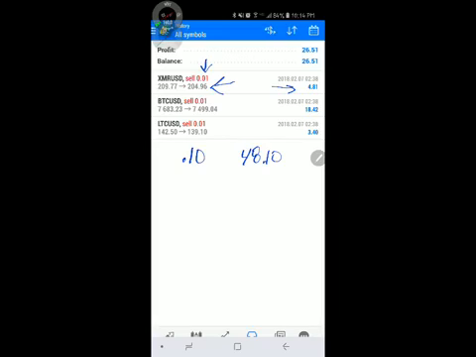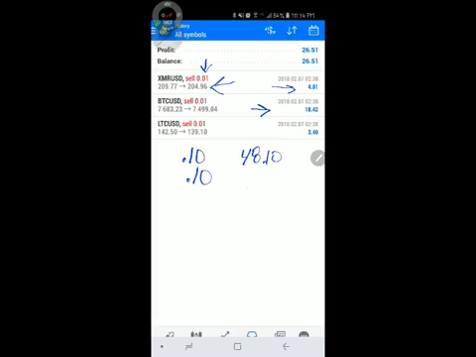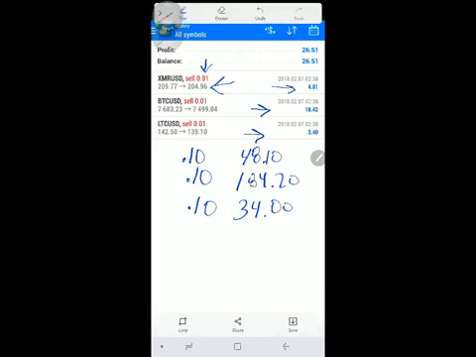4810, right? Now with Bitcoin, the same thing. Let's look at it. 0.10 changes to 184.20. Okay? And let's just do Litecoin to finish it up. 0.10, that would be $34. And to be honest, this did not even take long. If I go back, let me discard this. Well, I'll save it.